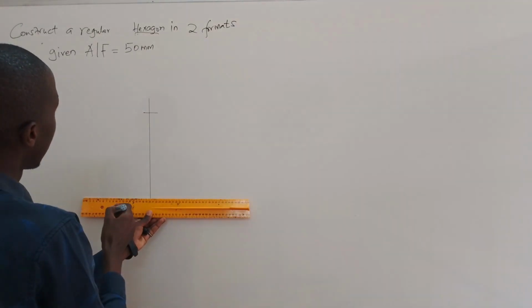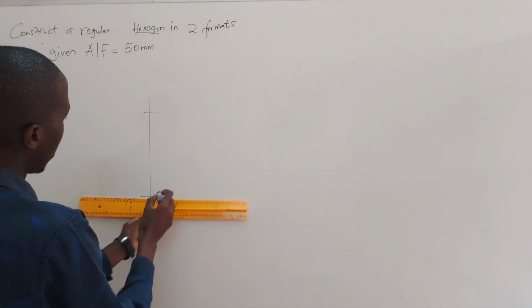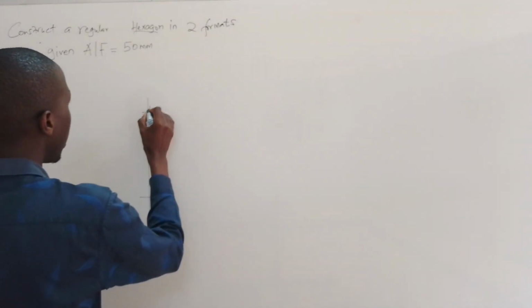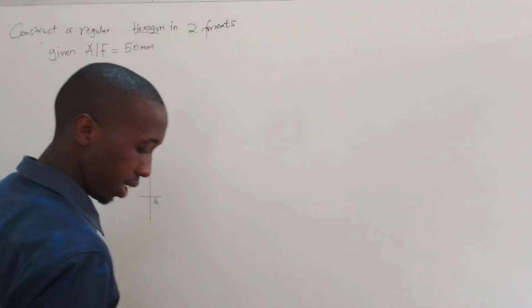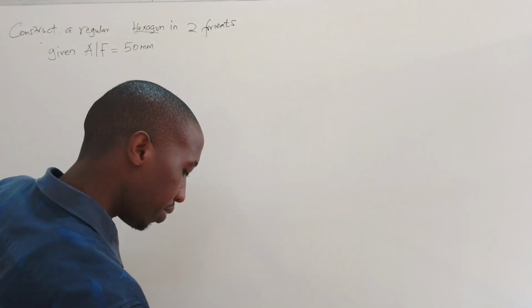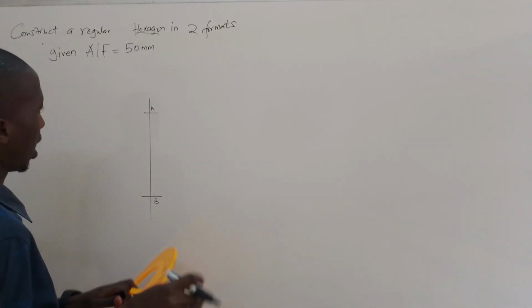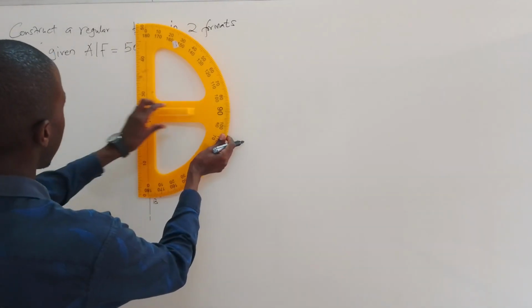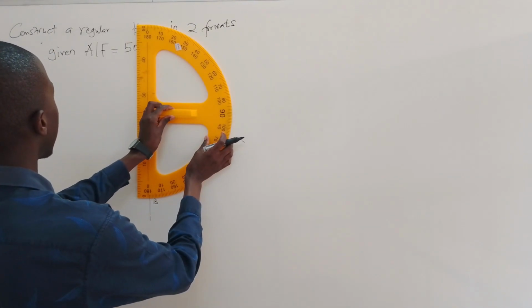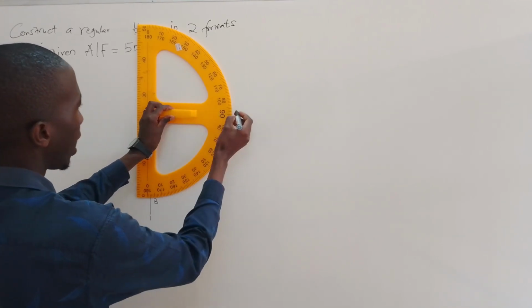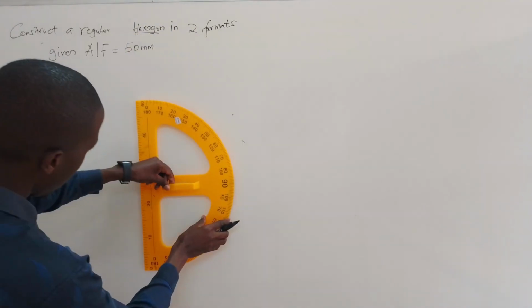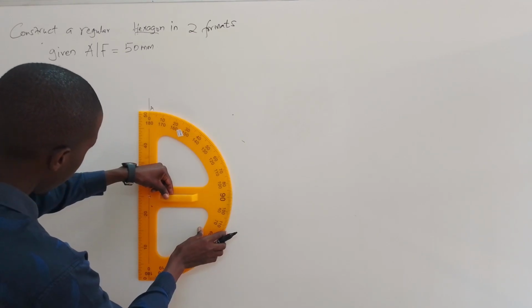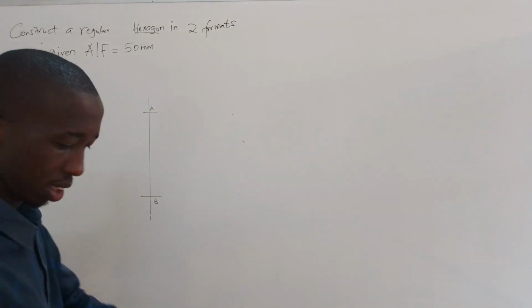So you measure your 50. You can call this line A, B. Now in this one, we shall produce angles of 90 on this side. So we shall make two lines meeting at perpendicular. I'll mark this to meet at perpendicular.